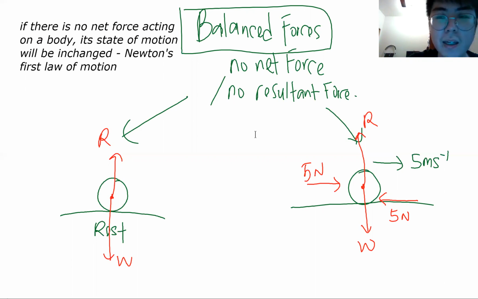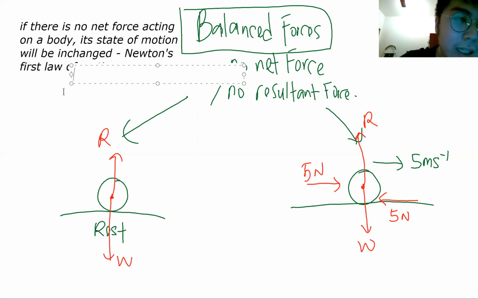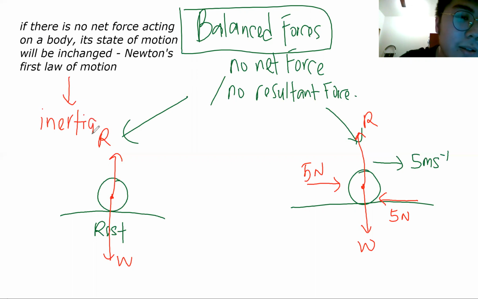State of motion is whether you're moving or you're at rest. Okay, so you see this Newton's first law is about inertia. Before I forget, this one is called inertia. This is what Newton is talking about. So you see this inertia everywhere, just like when you are in a bus.